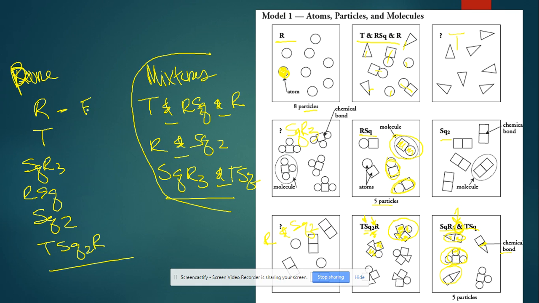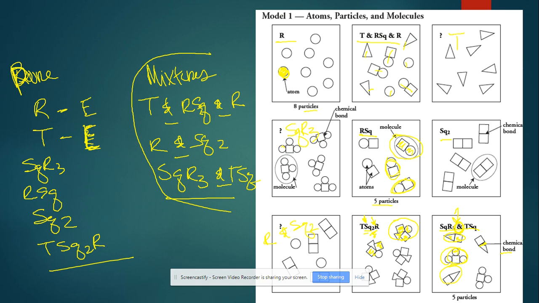Well, this guy is all by himself. It's just round. He's an element. The T's also all just triangles, so that's going to be an element. Here, that is still kind of crazy. Sorry. Let me fix that a little bit. I think I made it worse. Anyhow, moving on.